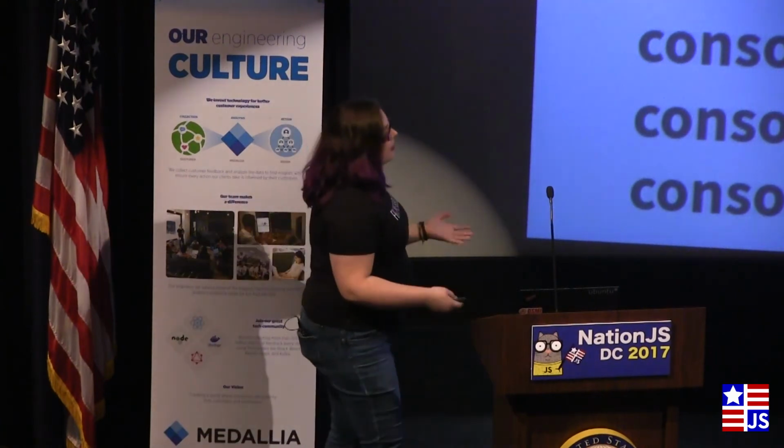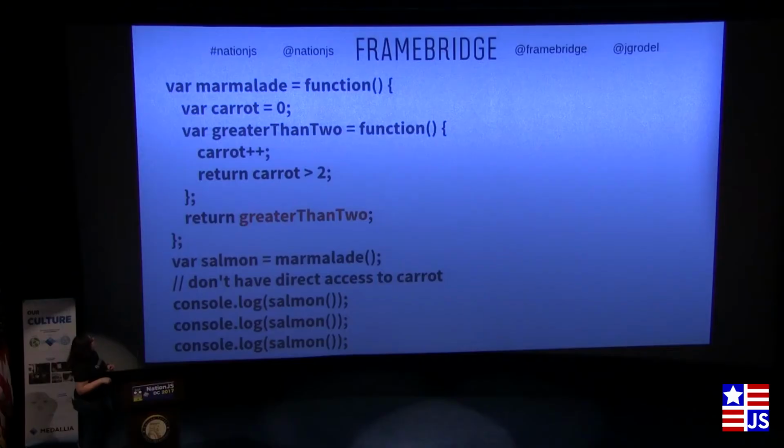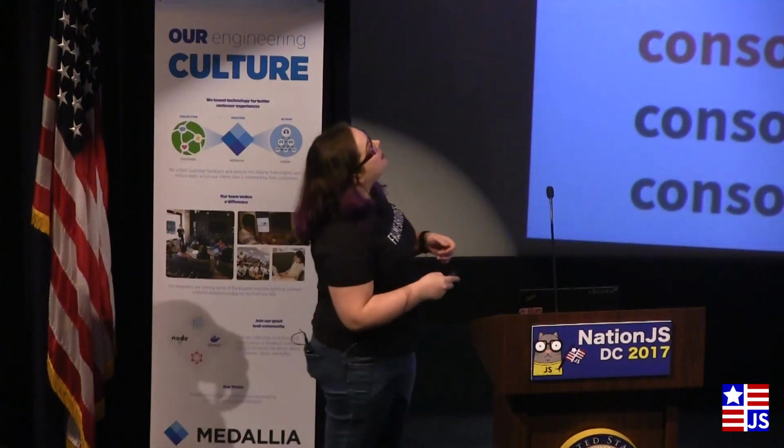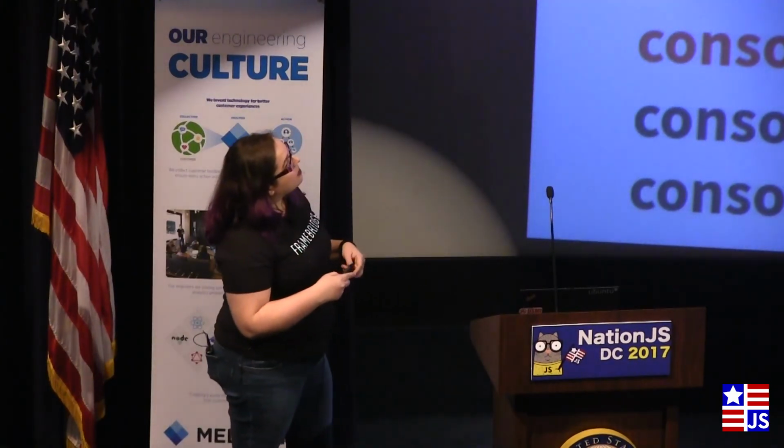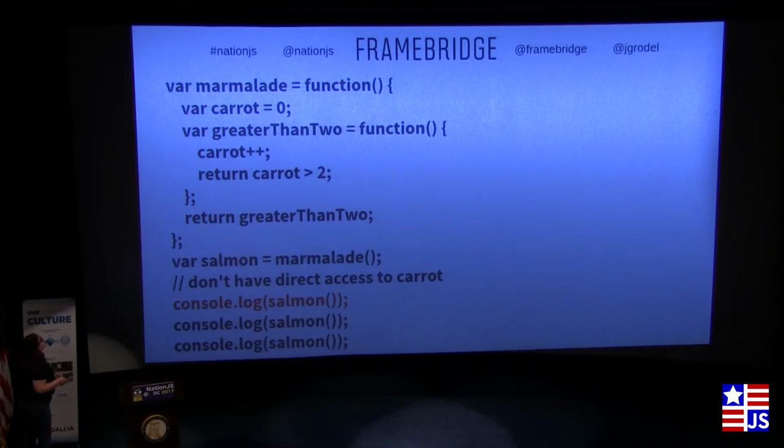So down here, I can say salmon equals what we get back from marmalade. And what that means is greater than 2 will now be available as salmon. And through all of this, we're not going to have any direct access to caret. So I can come in here and call salmon, which means I'm going to call greater than 2. I'll come in here, and caret is 0, but I'm going to increment it, so caret is now 1. 1 is not greater than 2, and we'll get back a false.